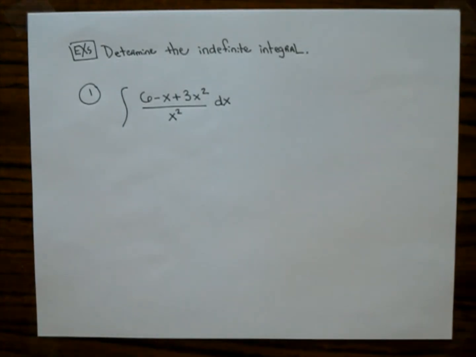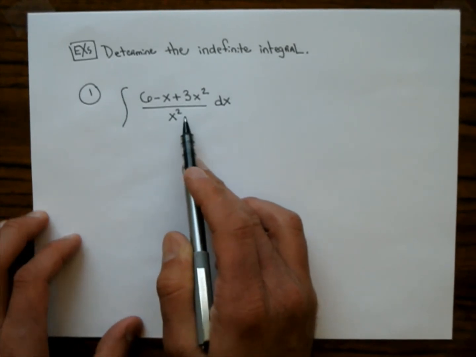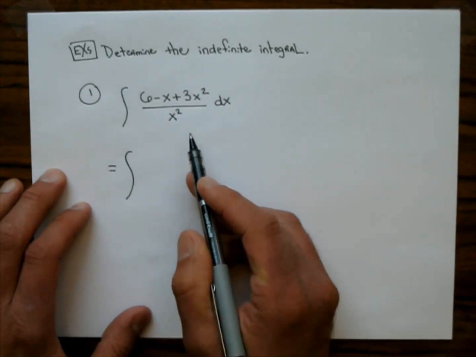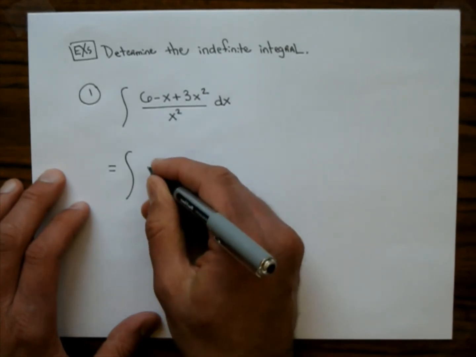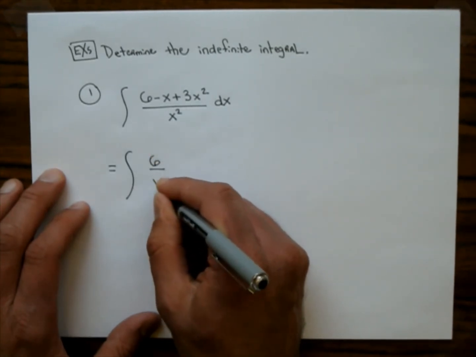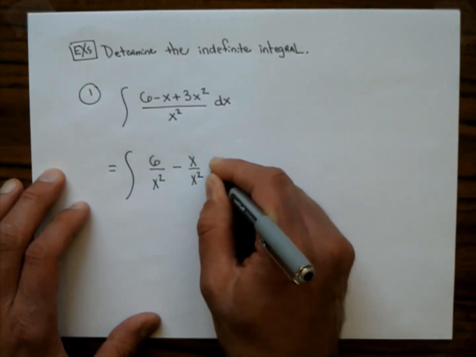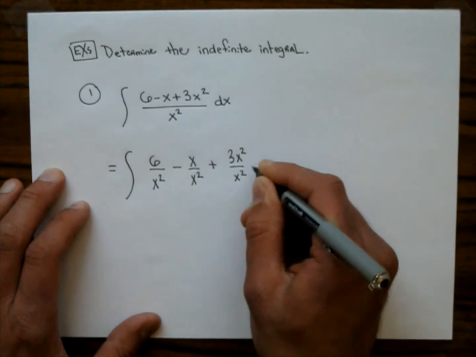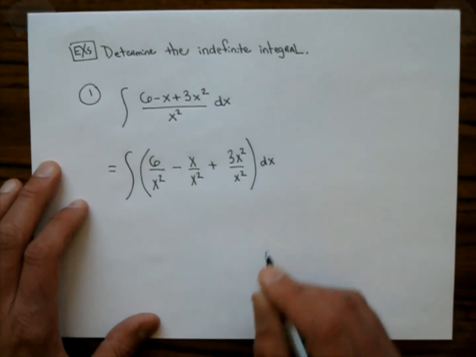Now, if you're looking at your rules of derivatives and antiderivatives, you don't see anything like this in there. So this one looks like it's going to be a little tougher. Let's go ahead and rewrite it. I'm going to do a little algebra so we can take the antiderivative. I'm going to split the fraction. So this is going to be 6 over x squared minus x over x squared plus 3x squared over x squared. I'm going to put some parentheses up because now I have more than one term, and I'm going to analyze that.